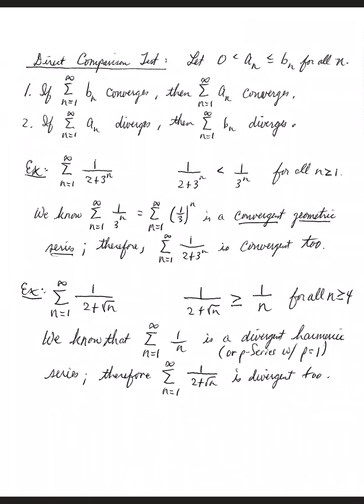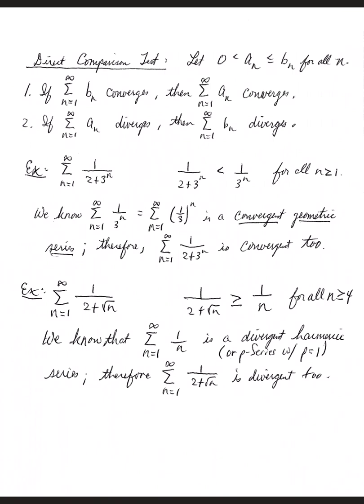If you can build a larger one that converges, the smaller will converge also. If you can build a smaller one that diverges, the larger one will diverge also. So you get a large one to converge, the one smaller will converge. Get one to diverge, the larger one will diverge as well. It takes some practice.